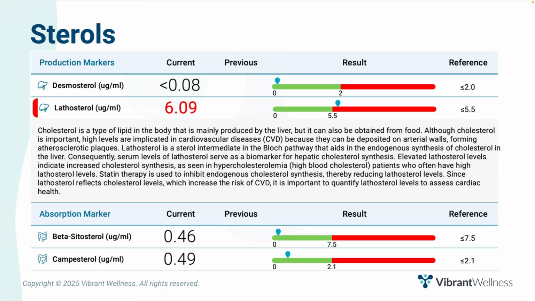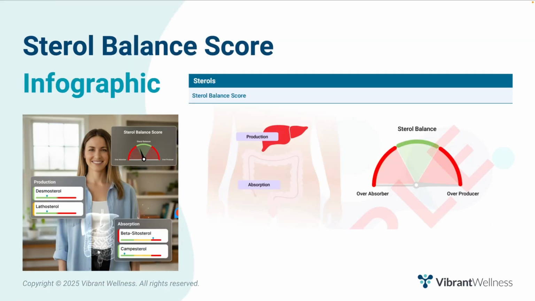The sterol section includes 2 production markers, desmosterol and lathosterol, and 2 absorption markers, campesterol and beta-sitosterol. In general, you want to have low production and also low absorption. Looking at the graphs, the healthiest pattern is low production, so your body's not making very much cholesterol, and also low absorption, indicating you are removing cholesterol from your body via elimination.